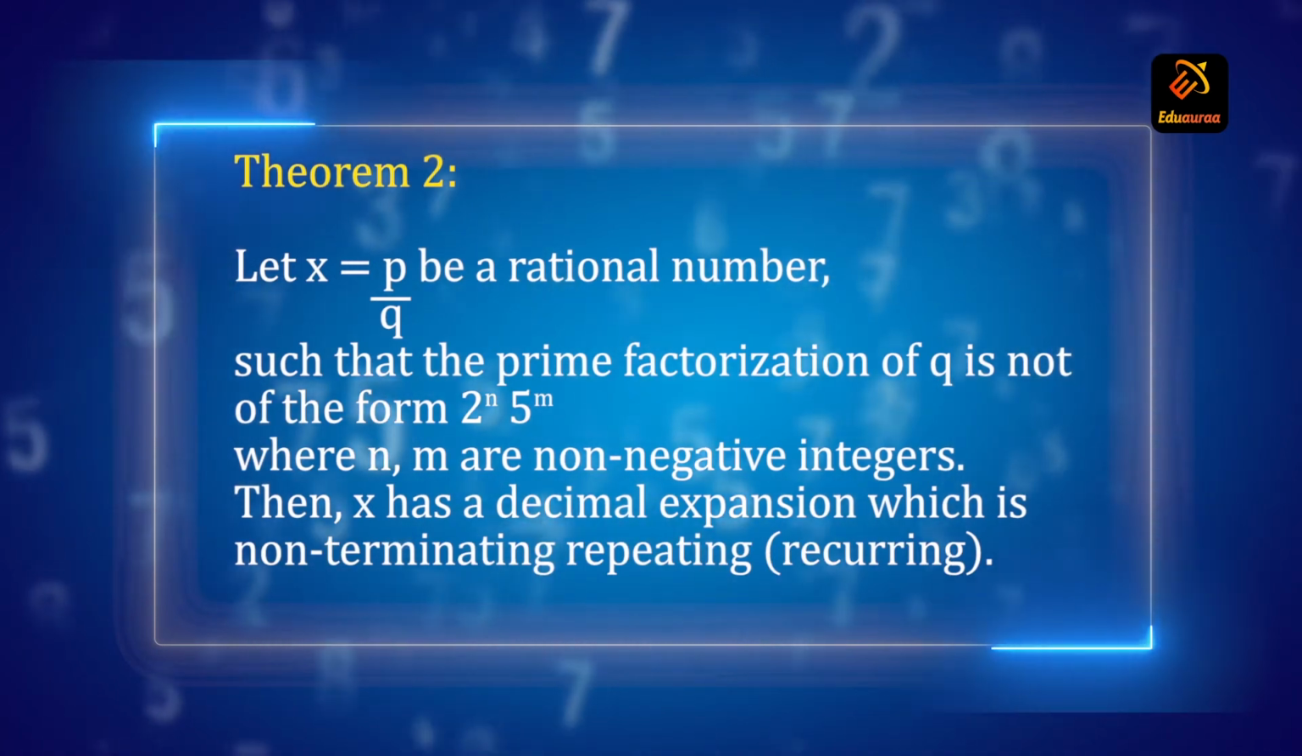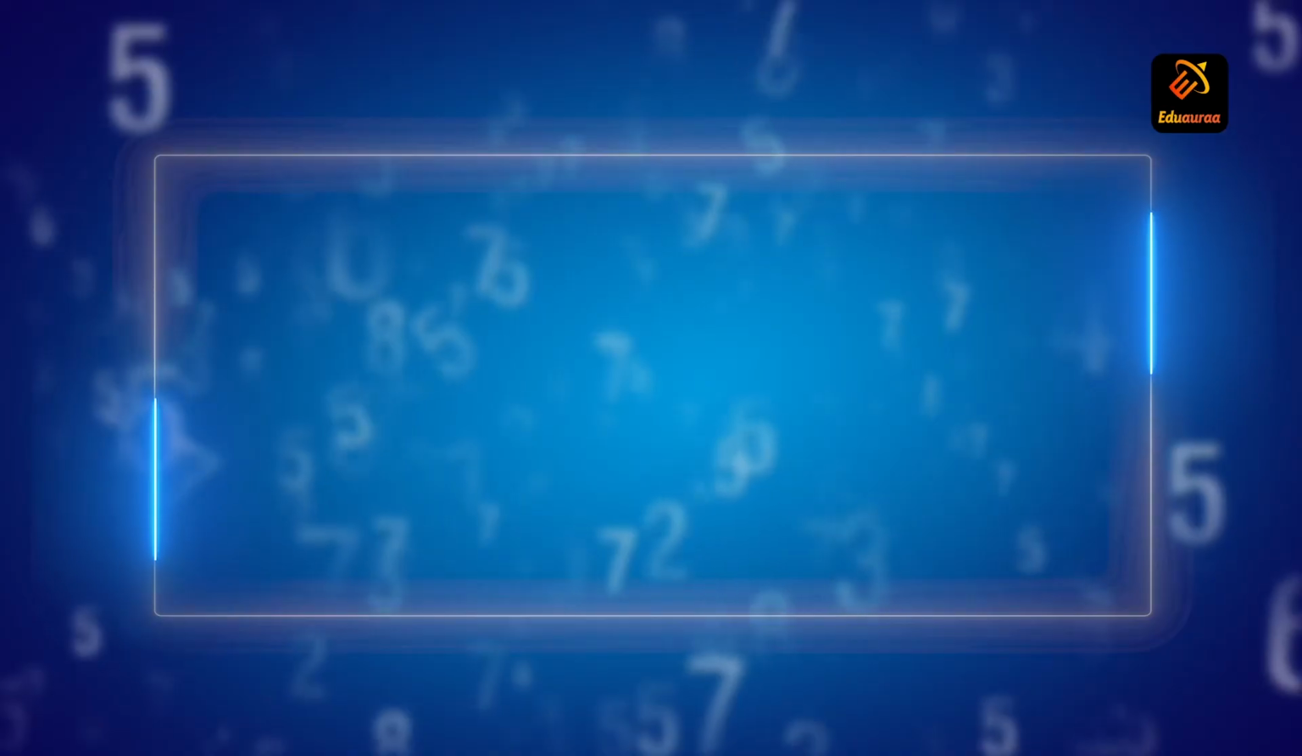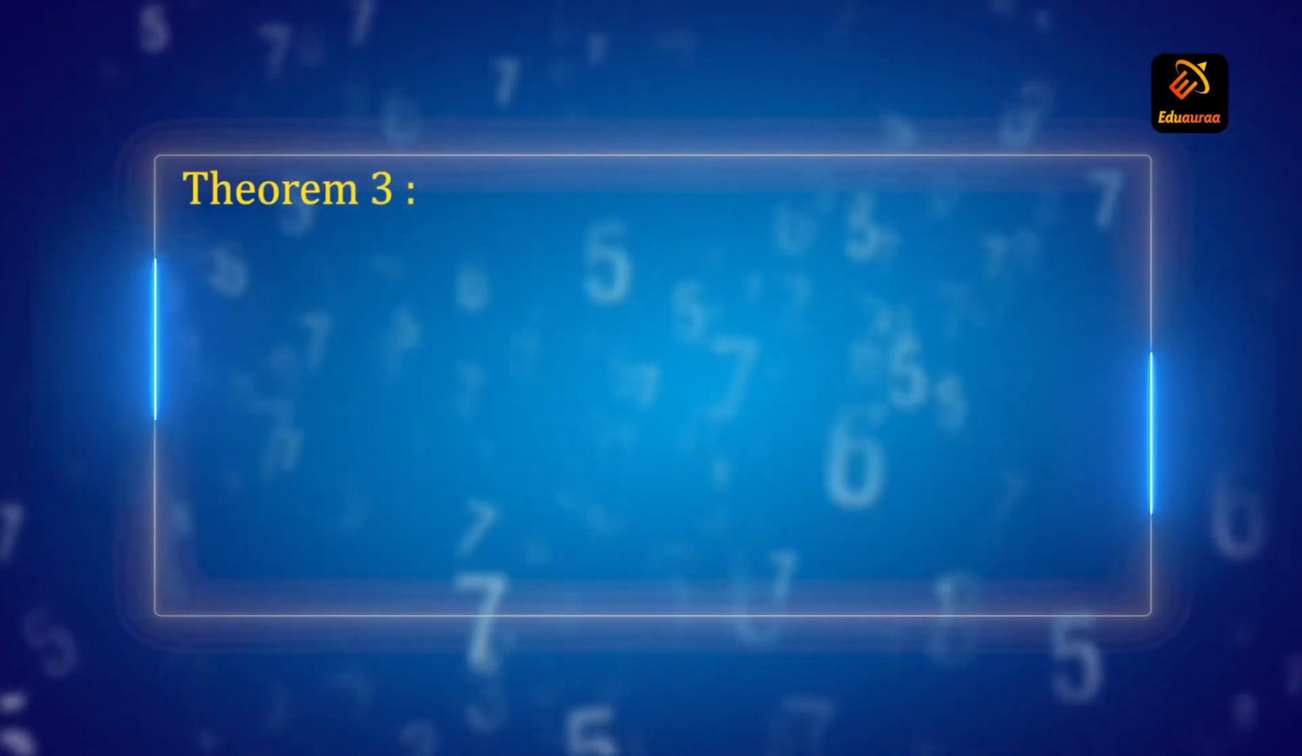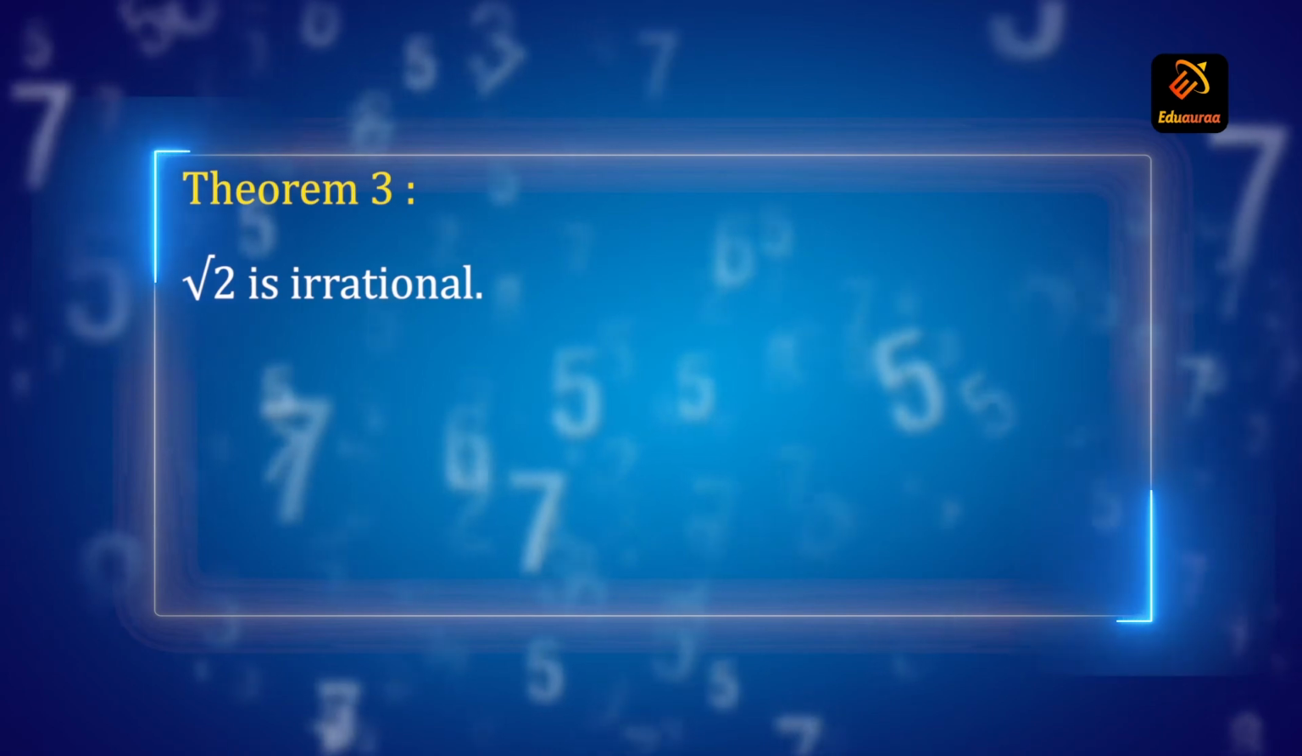That means if such a pattern is observed, the number will be rational, but when you express it in decimal form, you will get patterns like 1 by 3, 0.3333 and so on. The digits will repeat and recur. Third theorem: square root of 2 is irrational.